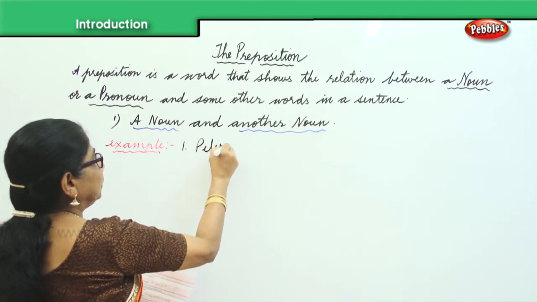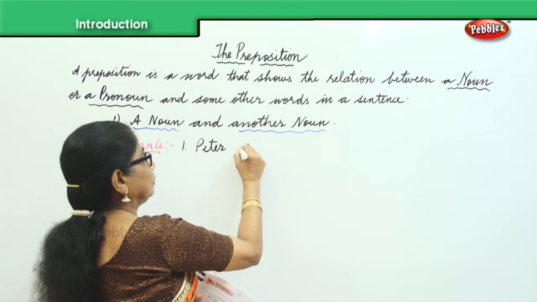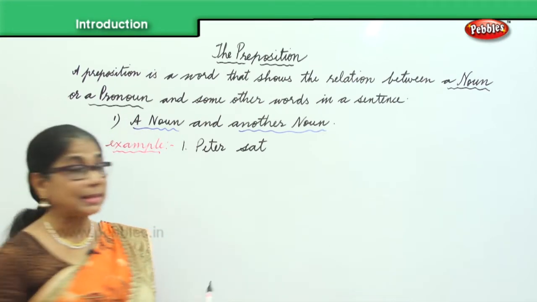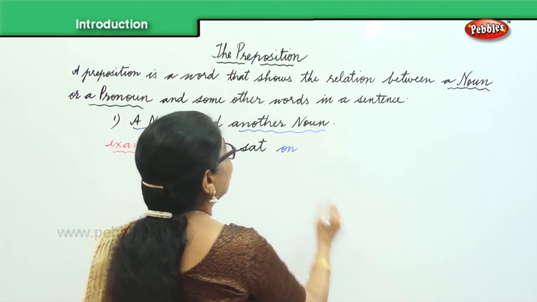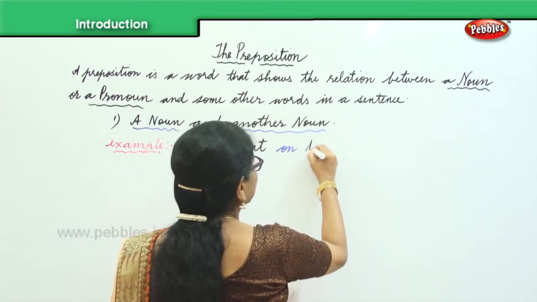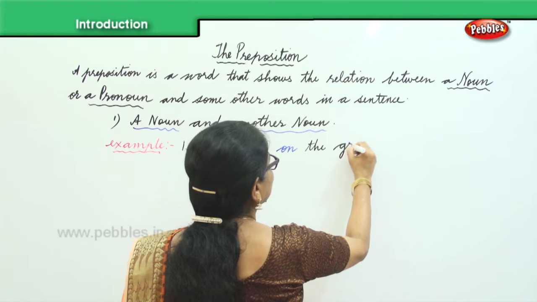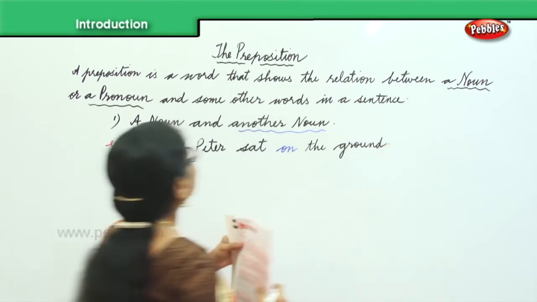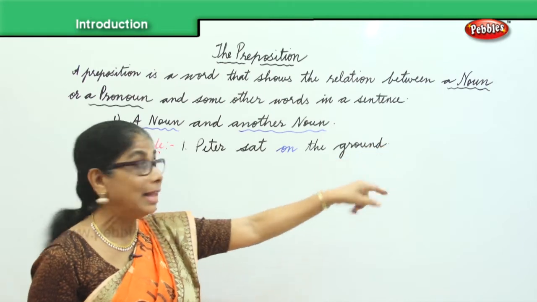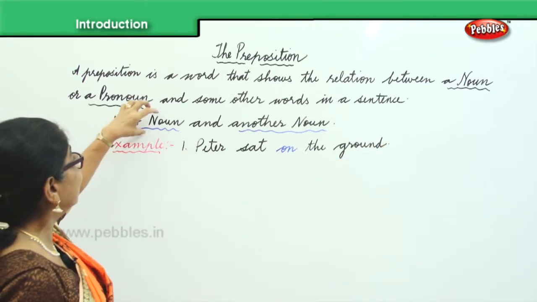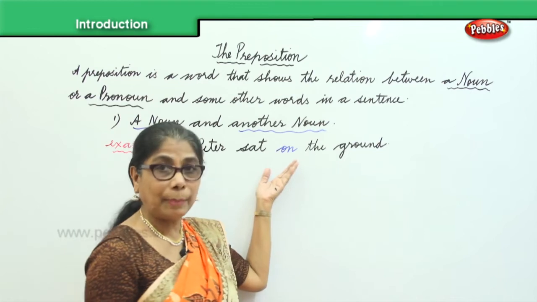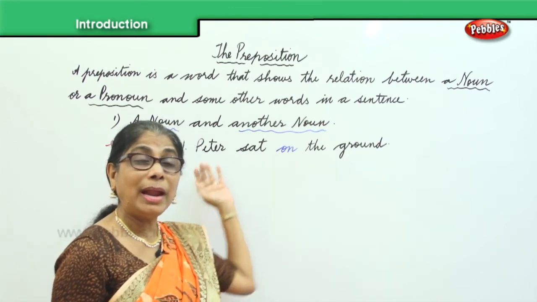For example, Peter is a noun, no? Peter sat on the ground. Peter sat on the ground. On is the preposition. A preposition is the word that shows relation between a noun and a pronoun and some other word in the sentence. Now, in this sentence, it shows the relation between a noun and another noun: Peter, ground. So, on is the preposition showing relation between a noun and another noun.